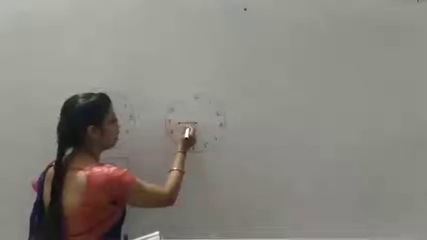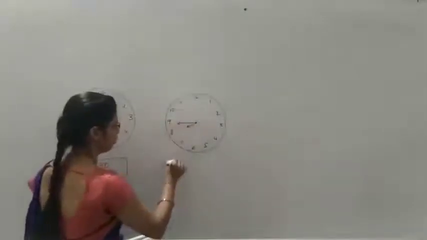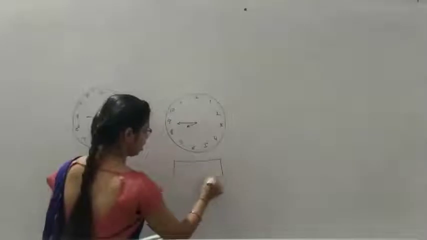Big hand, big needle means minute hand. So the time is now... First we should write our hour hand. That is our hour hand, the small hand. Yes or no? That is 8. 8:45. Now turn the page.